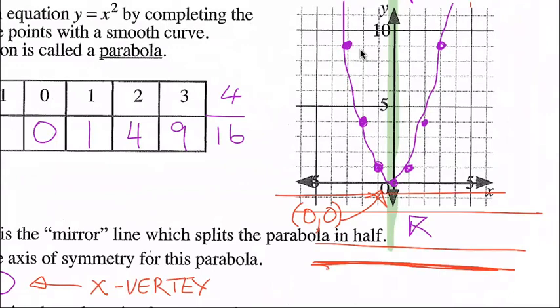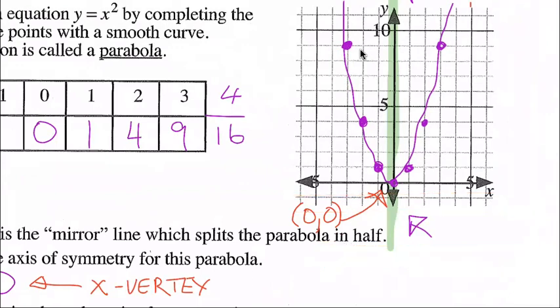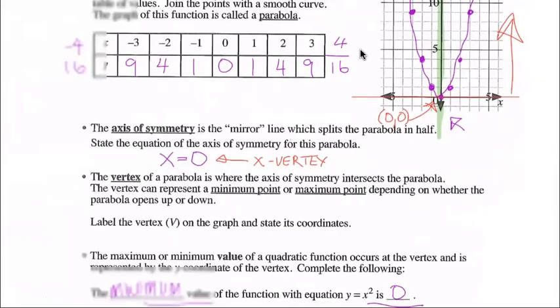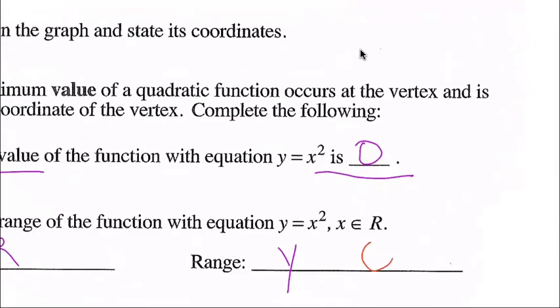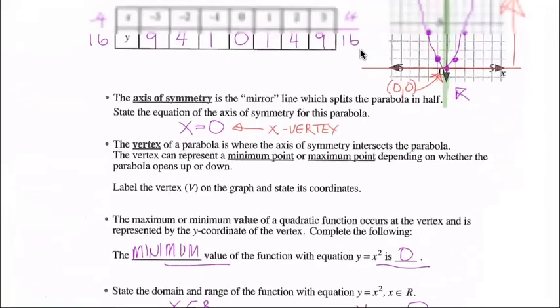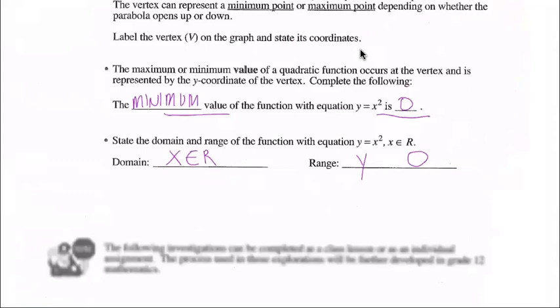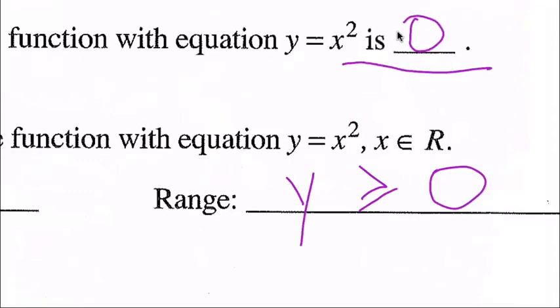So that point where that graph touches 0, that's your minimum value. And then it's everything above that, all of those numbers going up the y. So that's everything greater than or equal to 0. This minimum value also belongs there. Because we have a minimum and it's greater than or equal to, we use our greater than or equal to.